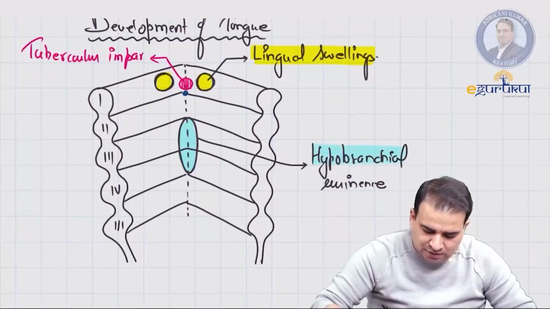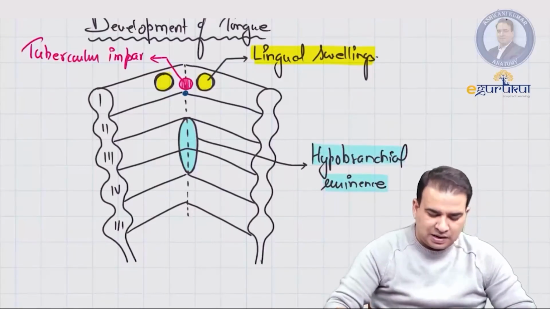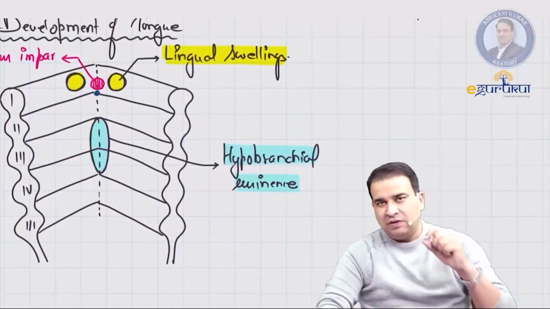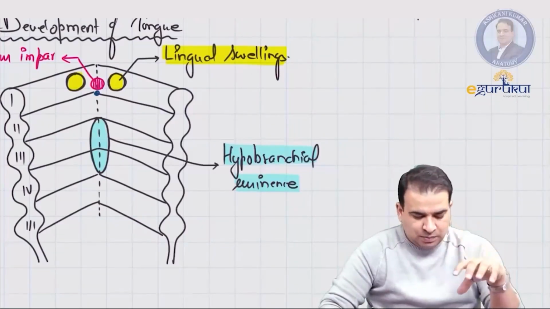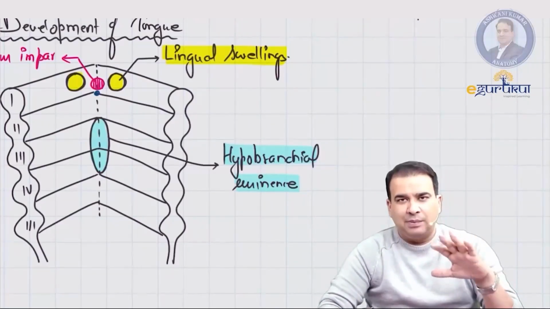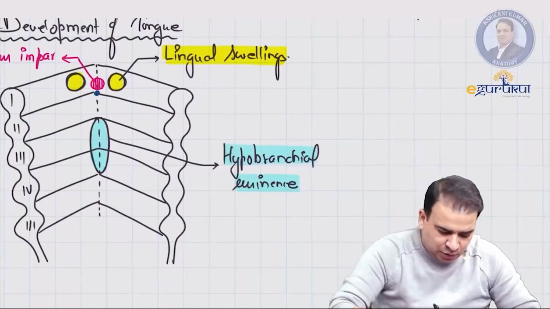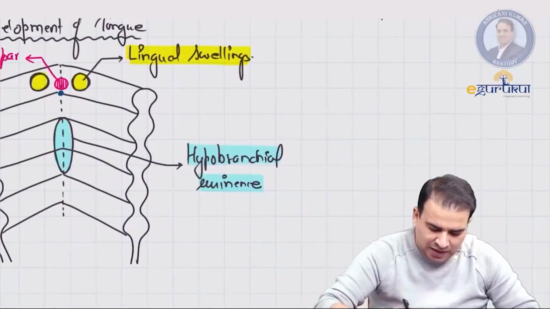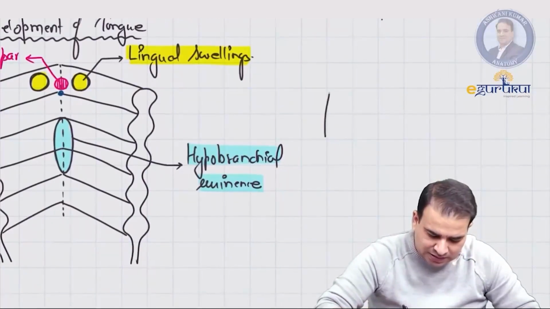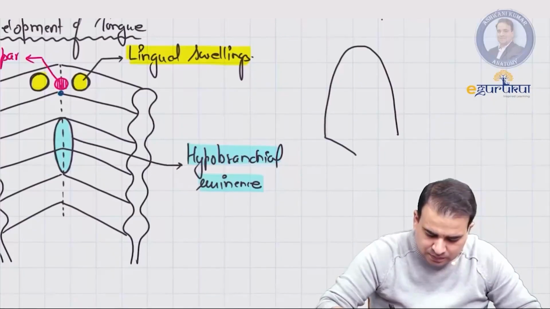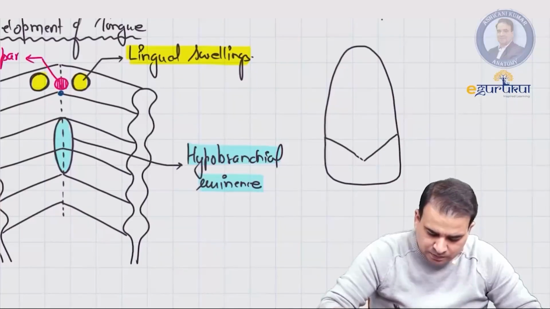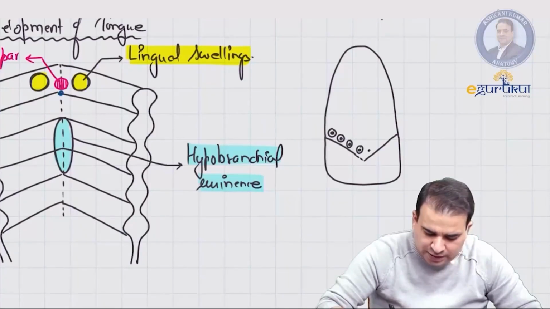Let's go with some color codes that will make it a bit easier for us. That is the hypobranchial eminence. So when we talk about the development of the tongue, what is important here is the lingual swelling and the hypobranchial eminence. Forget about the tuberculum impar. As we know, conventionally we divide the tongue into the anterior 2/3 and the posterior 1/3. So guys, let us say this here is the anterior 2/3 of the tongue, that is a sulcus, right? And here is the posterior 1/3 of the tongue. And these are the circumvallate papillae, which are situated on the most posterior side of the anterior 2/3.